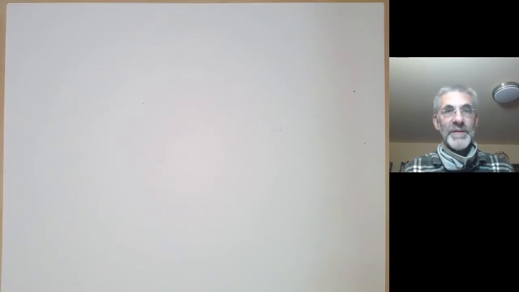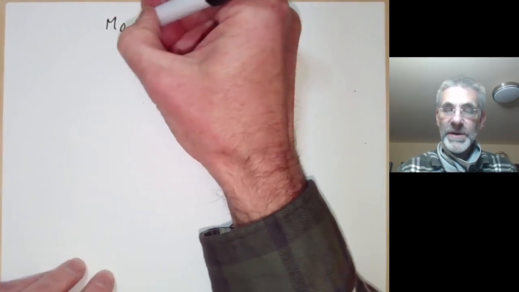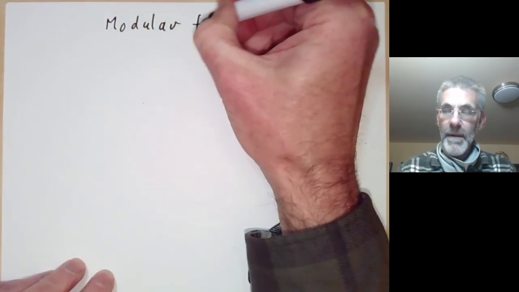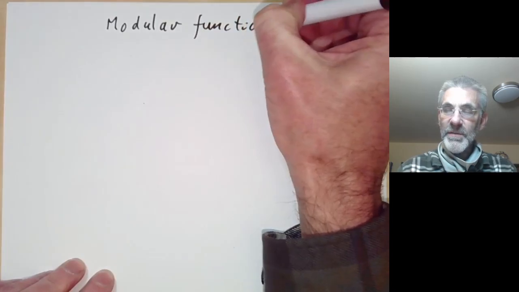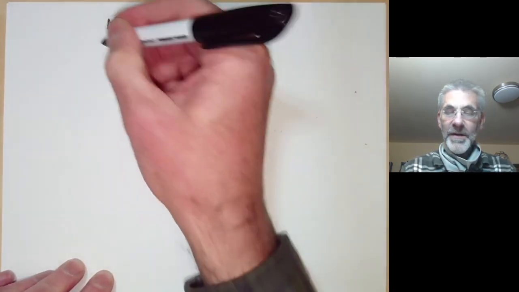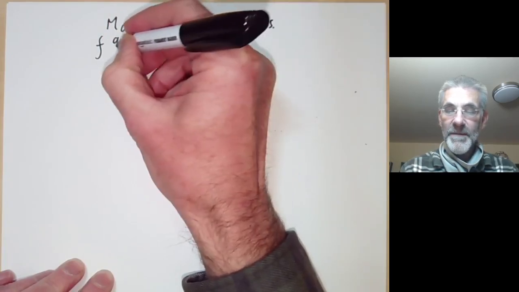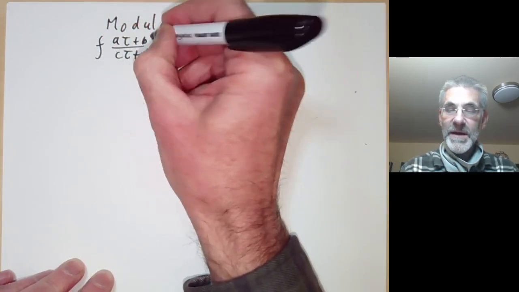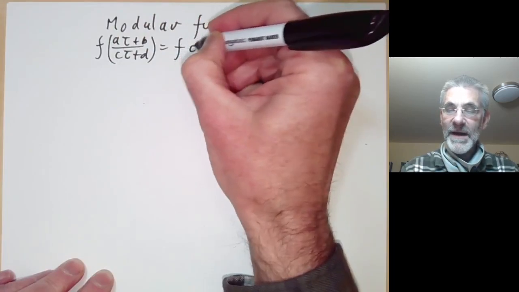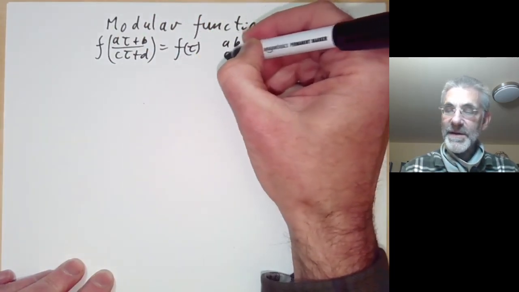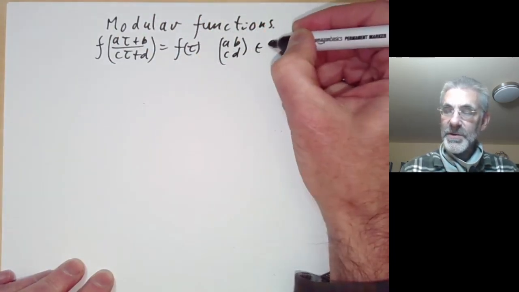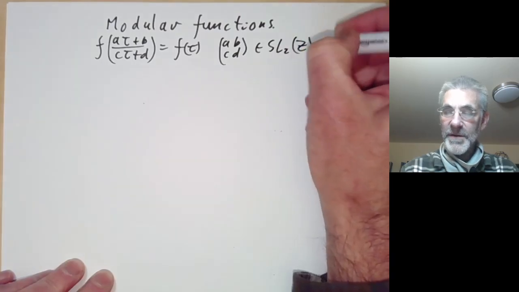This lecture is part of a series of lectures on modular forms and will be about modular functions, which you recall are just the modular forms of weight 0. In other words, they're functions on the upper half plane such that f of (a tau plus b)/(c tau plus d) is equal to f of tau whenever (a, b; c, d) is a 2 by 2 matrix of determinant 1.